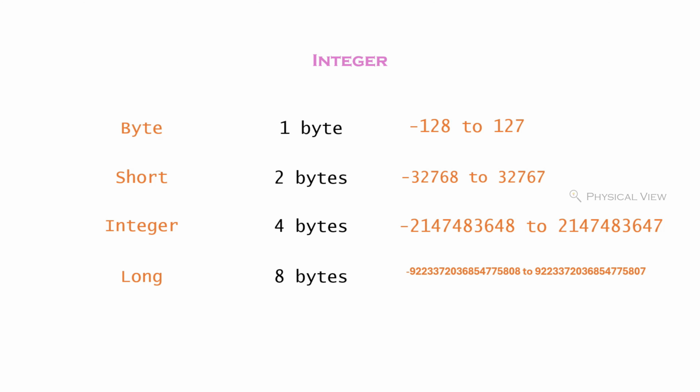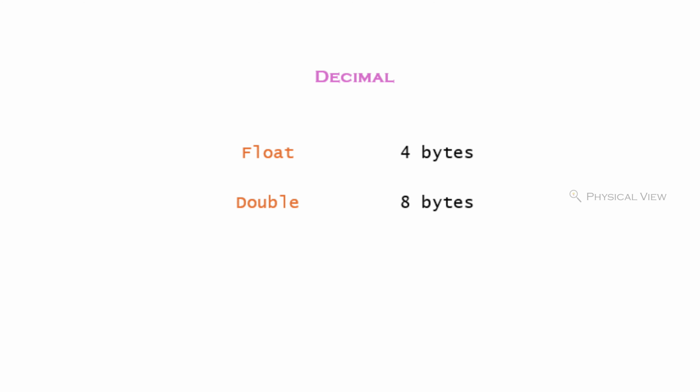Now, in integer data types, we can store 1 byte in a byte variable, 2 bytes in a short variable, 4 bytes in an int variable, and 8 bytes in a long variable. A byte can store values from -128 to 127. An integer can store values from -214 crores to 214 crores, but it can't hold a mobile number. For that, we need to use a long variable. In decimal types, a float can store 4 bytes and a double can store 8 bytes.